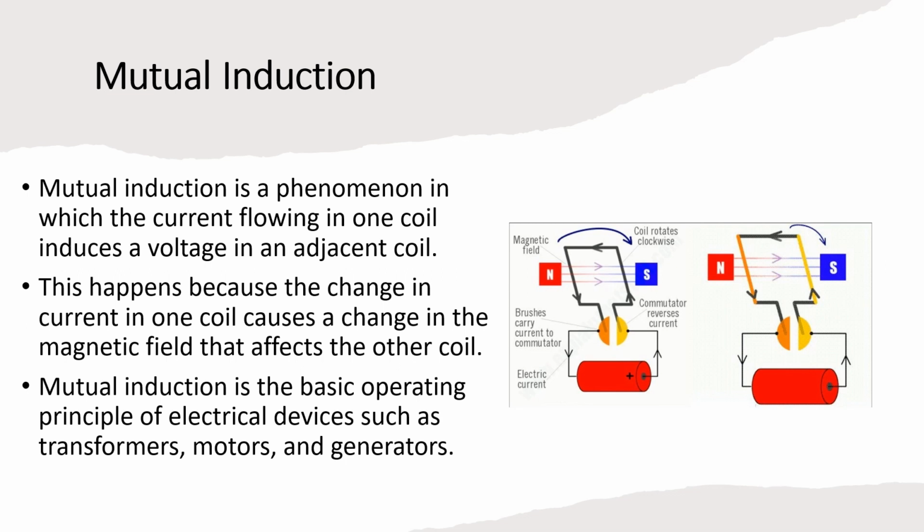This happens because the change in current in one coil causes a change in the magnetic field that affects the other coil. Mutual induction is the basic operating principle of electrical devices such as transformers, motors, and generators.